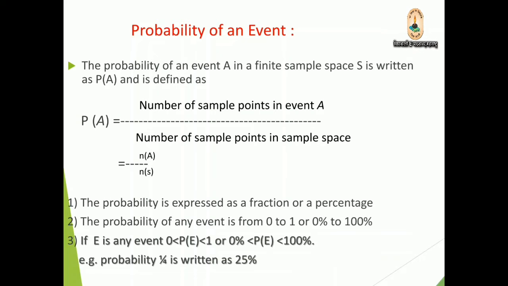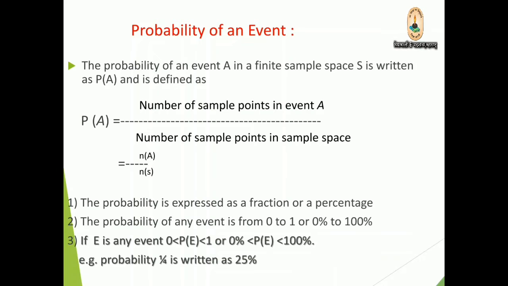Next is probability of an event. The probability of an event A in a finite sample space is written as P(A) and it is defined as the ratio of the number of sample points in event A to the number of sample points in the sample space. Therefore, P(A) = n(A) / n(S). This is the formula to find the probability of the event A.